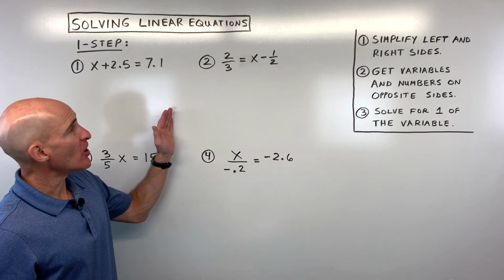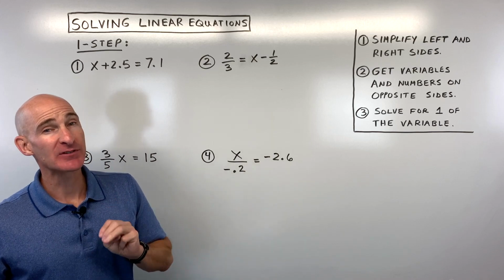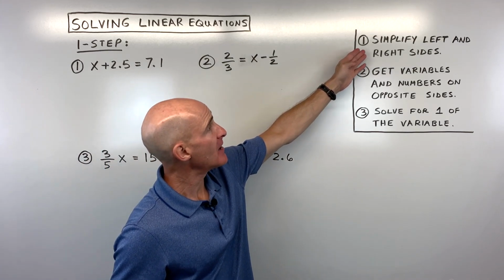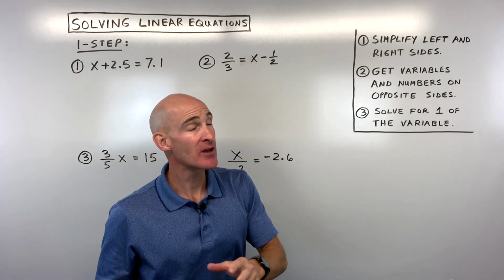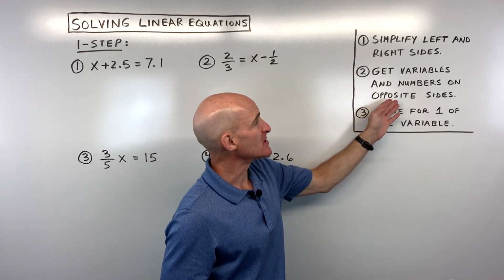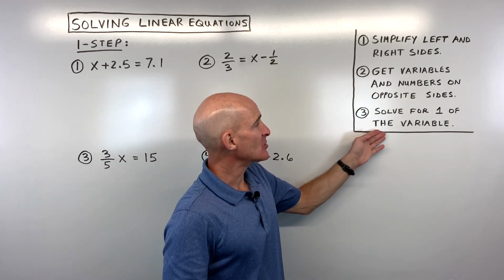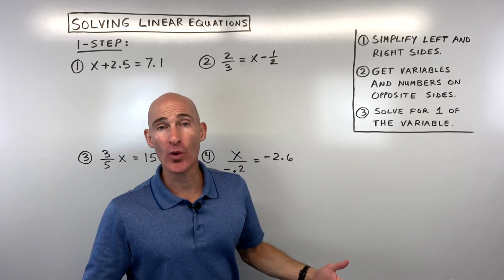When you're solving these equations, I like to think of it as three easy steps. Here are the steps I go through in my mind. I think about simplifying the left and the right sides of the equation first. Then I try to get the variables and numbers on opposite sides of the equal sign. And lastly, you always want to solve for just one of the variables, so 1x or 1y or 1z.